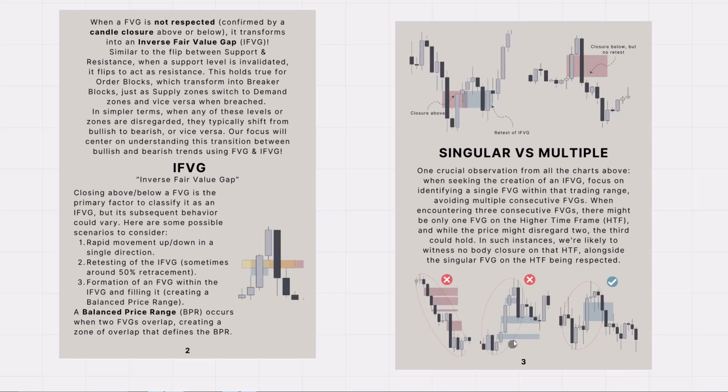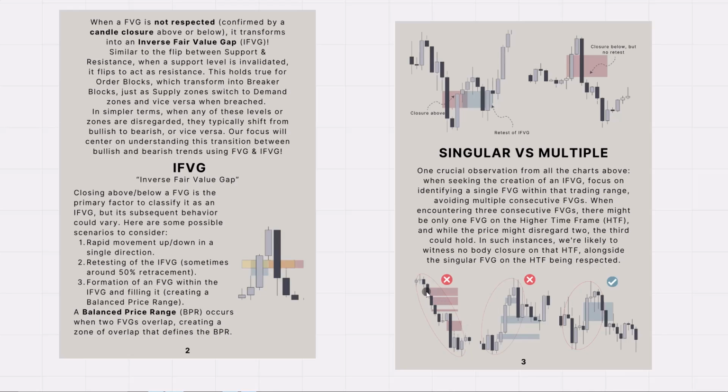Even in this example right here, what do we see? A fair value gap here, another one here, and another one here. Even though price disrespected the first fair value gap, which is this one, it went to the second one and started to go up. So we want to avoid trading with multiple fair value gaps on a dealing range from this low to this high. We have this fair value gap here that was respected, and we have this one that was disrespected. We actually want to focus on the singular one.